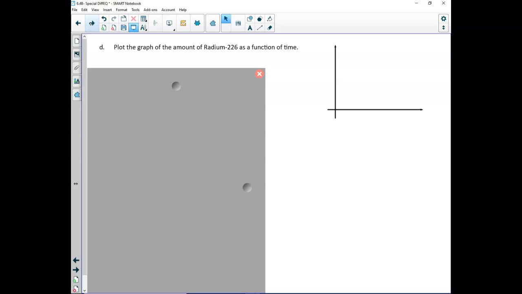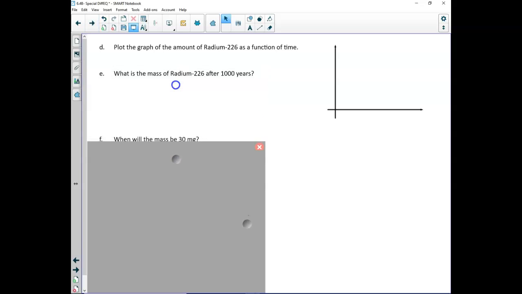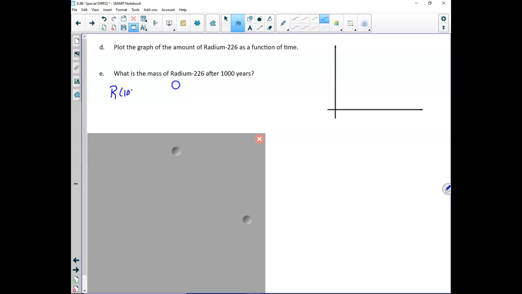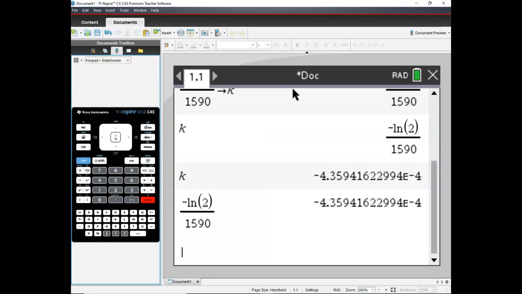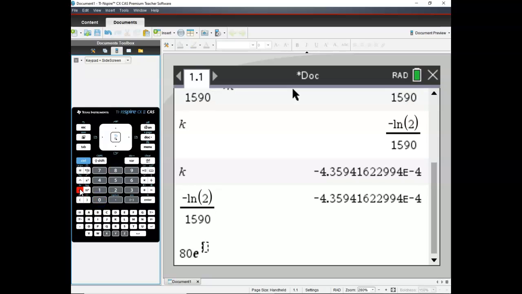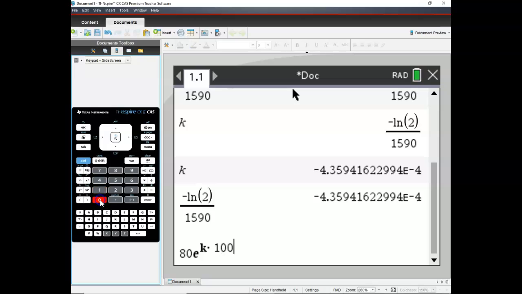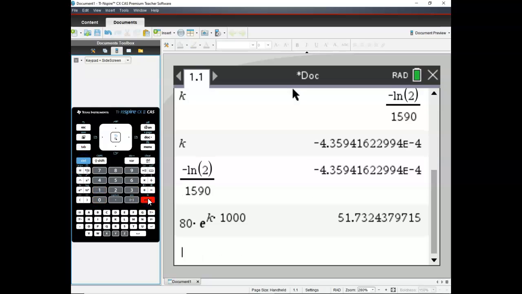I have that in there because the next problem they're going to ask me pretty quick is what's the mass after 1,000 years. Well, that's asking me to find R of 1,000. And that's going to get me to say 80 e to the k times 1,000. And I know that k value is a number. So I'm going to come back here and type that into my calculator. We have 80 e to the k times 1,000, don't we? Another 0, and that's going to give me 51.723. Not years, that's going to give me how many milligrams there are.